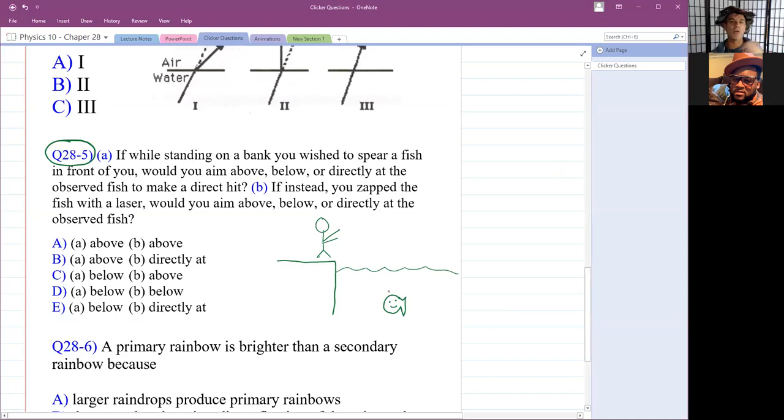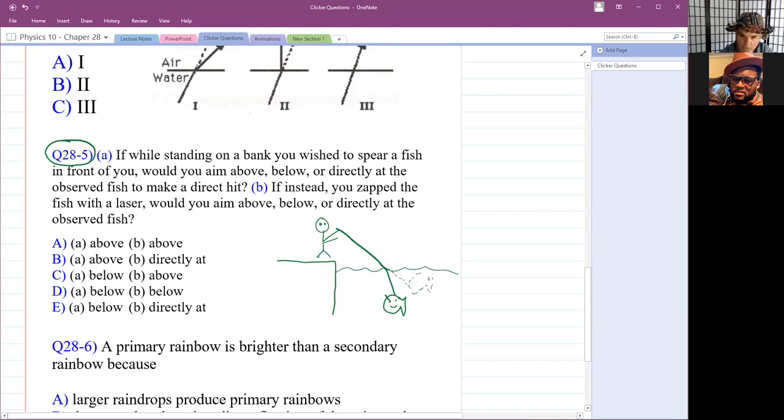Well, there are some bioluminescent fish, but most fish are not emitting their own light. So I've got sunlight coming through the water, reflecting off the fish. If I'm going to see the fish, then the light has to basically hit my eye. So what happens is, as light is going from water to air, it bends. And your brain always assumes light travels in a straight line.